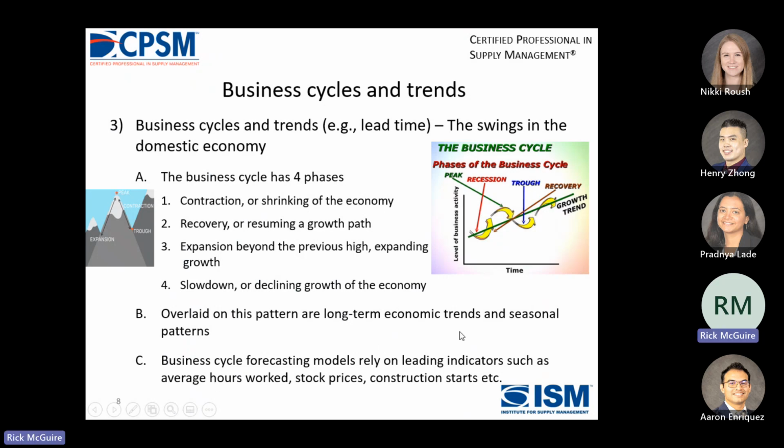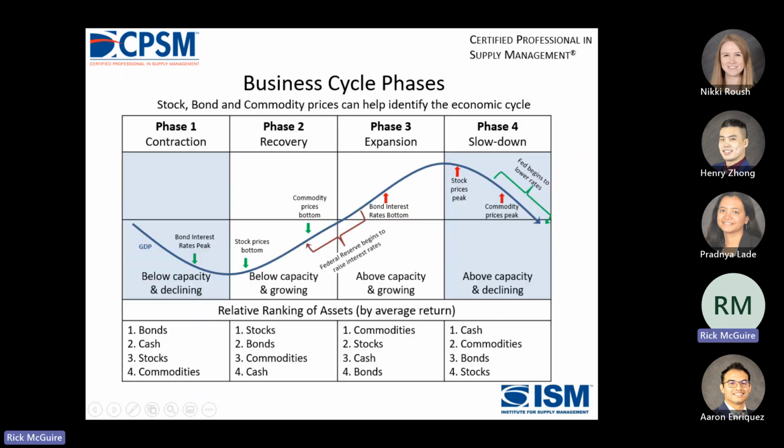And business cycle forecasting models rely on leading indicators such as the employment report, average hours worked, stock prices, construction starts, etc. So this is what the business cycle looks like. You've got 4 phases: contraction, recovery, expansion, slowdown. And the way to kind of tell where you're at is to measure the financial markets. So in contraction, you're below capacity and declining. What you see is GDP dropping. GDP is the blue line, gross domestic product.